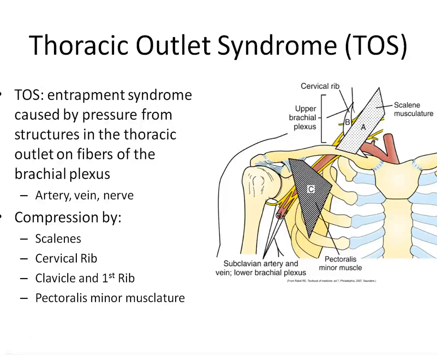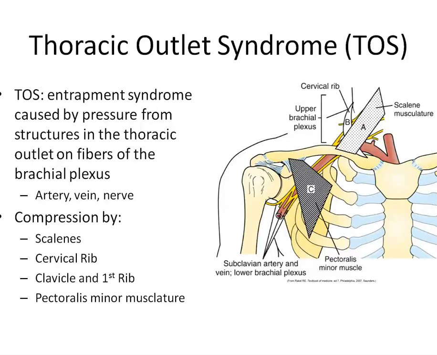Moving on to thoracic outlet syndrome, again another peripheral condition. So this is entrapment caused by pressure from structures in the thoracic outlet. It can compress fibers of the brachial plexus. This includes nerves, arteries, and veins. So don't think that it is nerves only. You can think of it as a neurovascular bundle. And again, typically it is our median nerve that is involved.